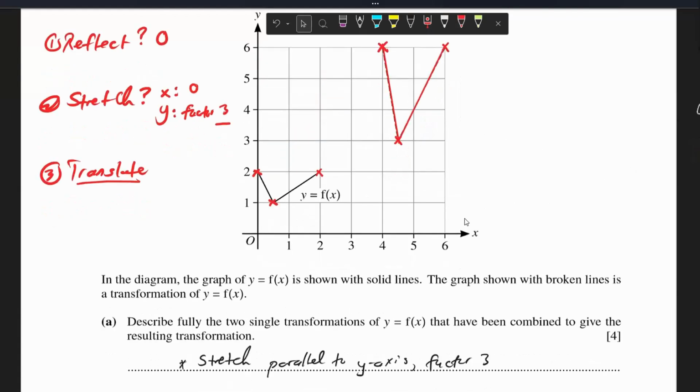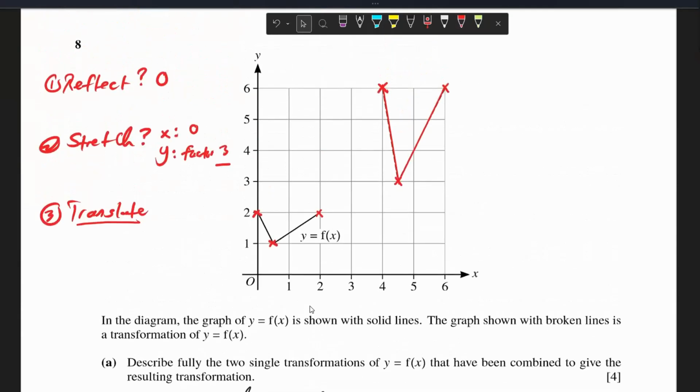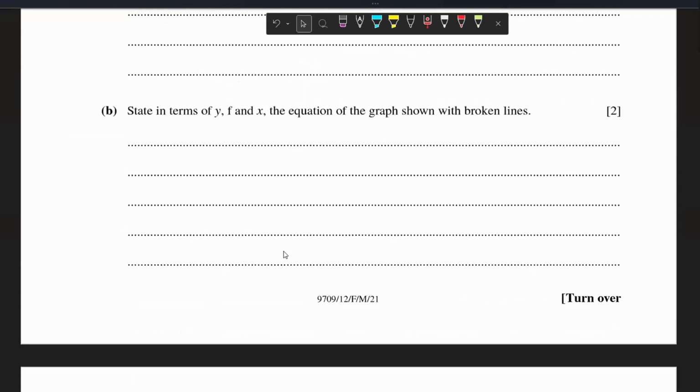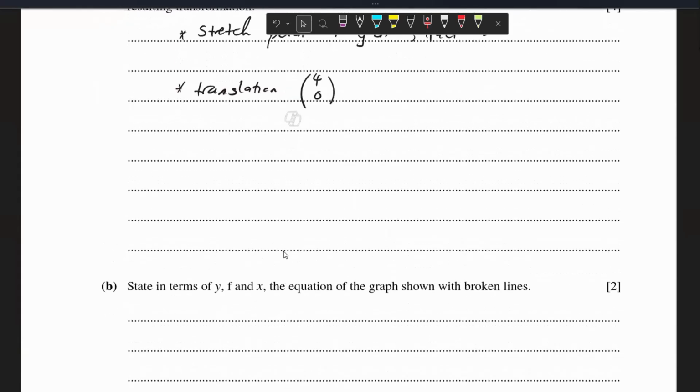So I'll say that the second transformation is a translation of 4 units. So translation (4, 0) would be the answer right here. So these are the 2 transformations. Okay. And that's how we do it. Let's have another example. Actually, there's a part B. Let's just answer part B before we go to the next question.